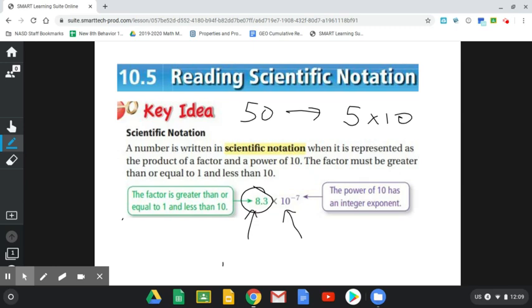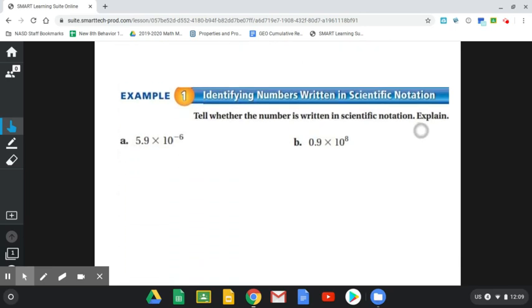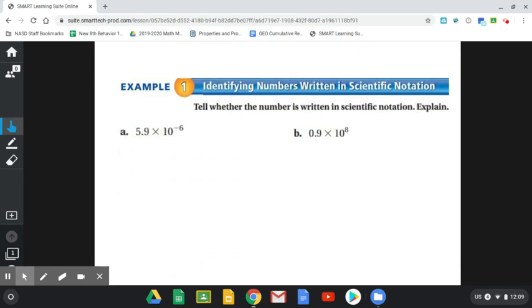Okay. All right. So let's take a look at identifying some numbers written in scientific notation. They want us to tell whether the number is written in scientific notation and then explain. So when we look at example A, the thing that's really key is I want to look at the first factor. Is that number between 1 and 10? And 5.9 is between 1 and 10. Another way to look at it is, is there only one number to the left of the decimal point, and is that number not 0? And yes, the 5 is not a 0, and it's the only number to the left of the decimal point. So then that's okay.